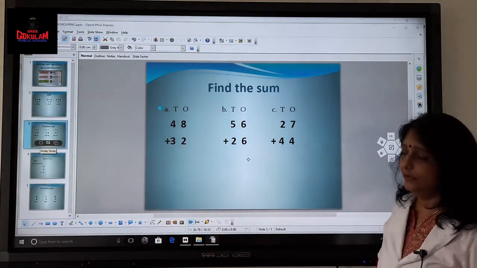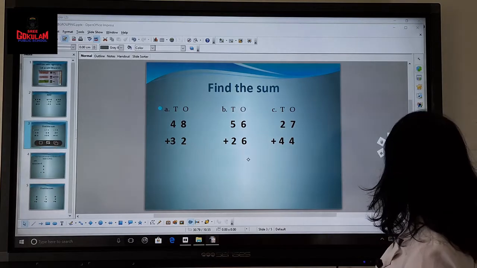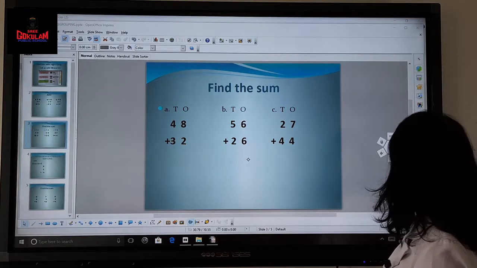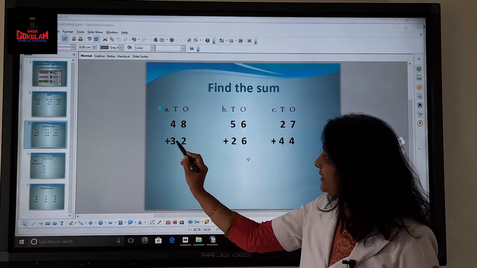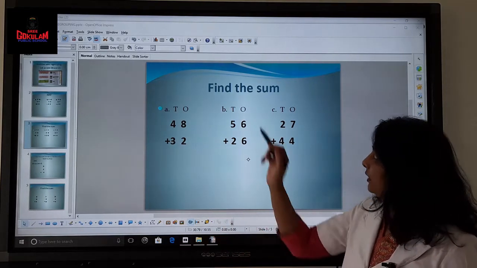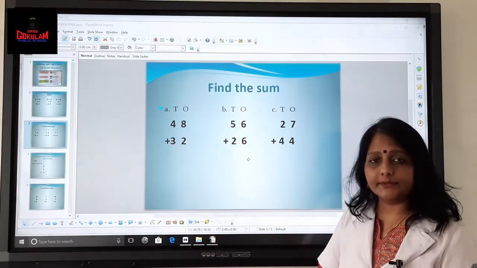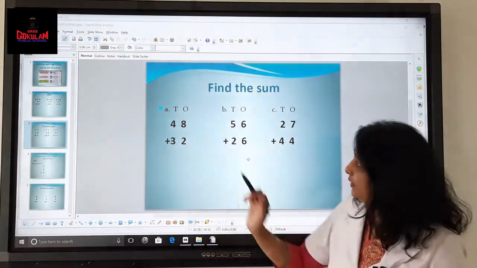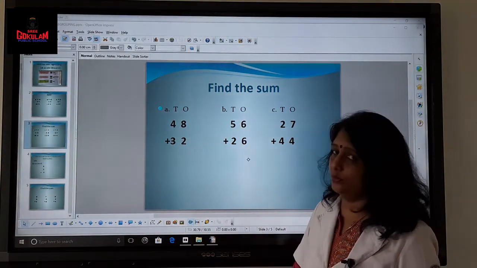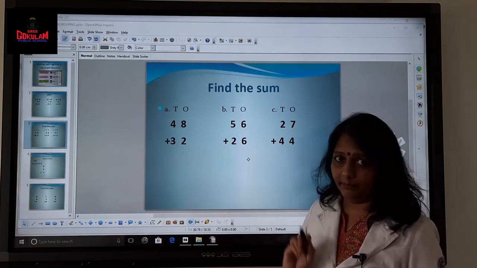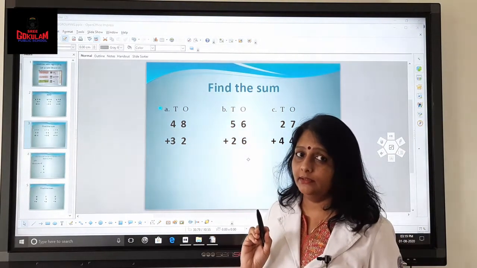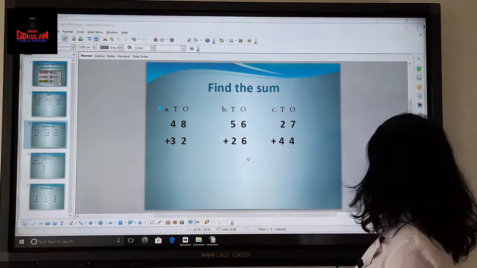Yes. Let us add these also. The numbers 48 and 32. Find the sum. Find the sum means you have to add only. So, 48 plus 32. How do we add 48 plus 32? Keep in mind, always begin from the ones place.